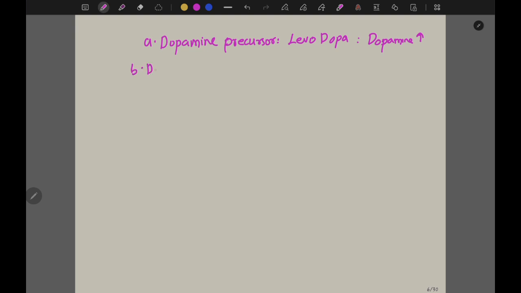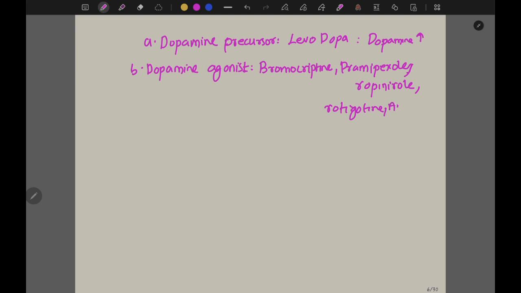Next is the dopamine agonist. These drugs bind to the dopamine receptor and stimulate those receptors. So they have dopamine-like action; they are not precursors of dopamine. Those include Bromocriptine, Pramipexole, and Ropinirole. These are the main drugs. Other drugs are rotigotine and apomorphine. So dopamine agonists are Bromocriptine, Pramipexole, Ropinirole, rotigotine, and apomorphine.